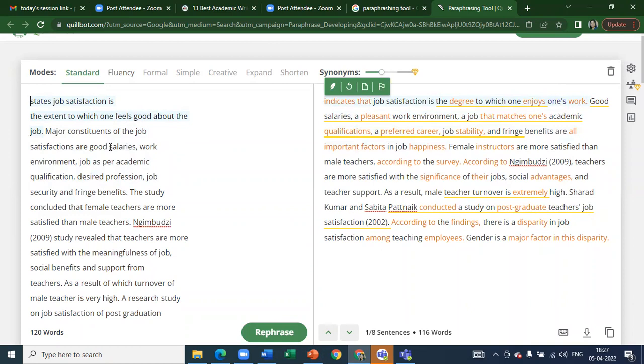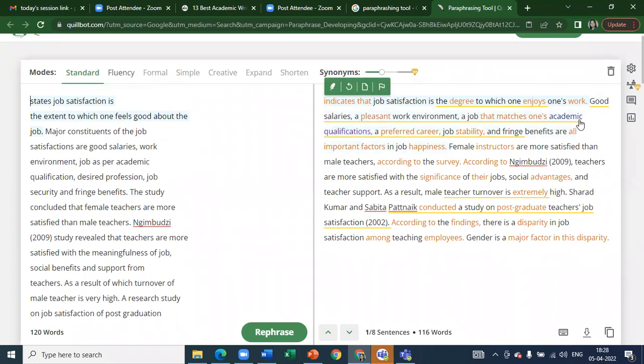Major constitutes of job satisfaction are good salary, देखो मेरा एक dimension निकला. Work environment, दूसरा dimension निकला. Job as per academic qualification, desired profession, job security, fringe benefit. These are the factors. These are the dimensions. These are independent factors which influence my job satisfaction.